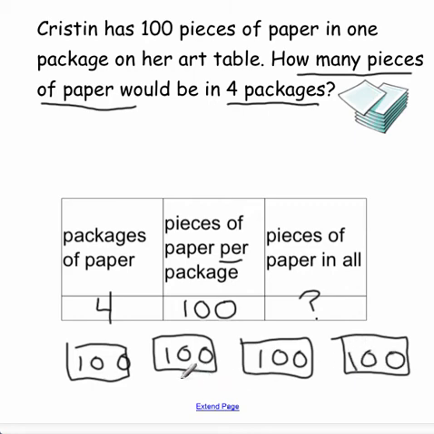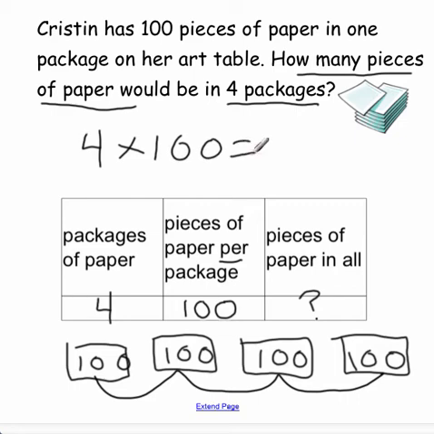I need to solve my problem. I'm going to count by 100s 4 times. 100, 200, 300, 400. Now I need to move on and write my answer with a number model. Since I have 4 100s, I'm going to write 4 times 100, which equals my answer of 400.